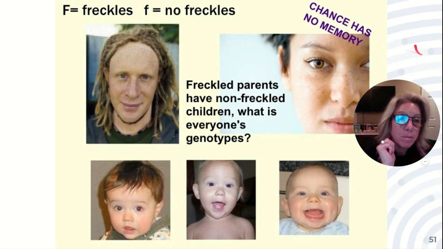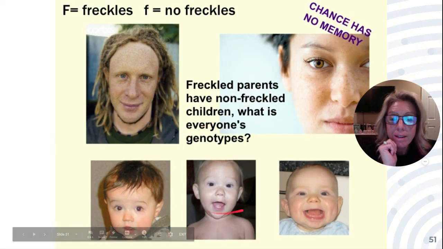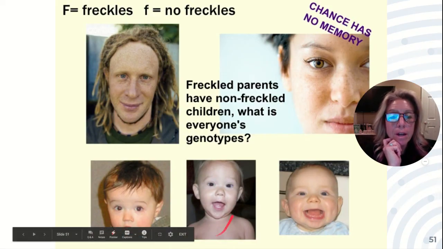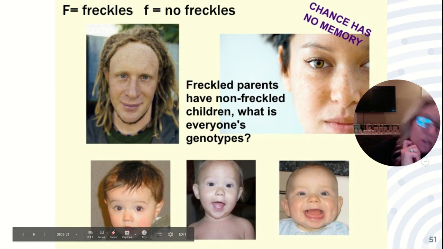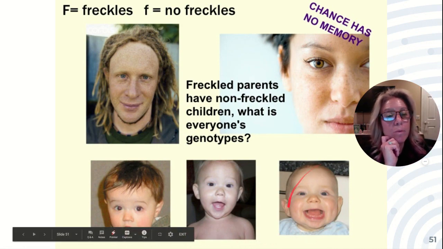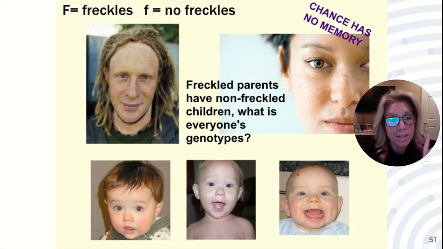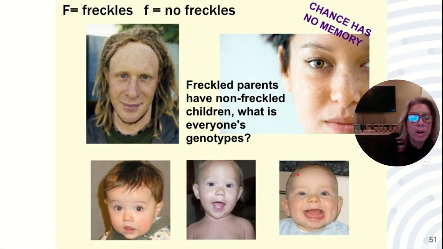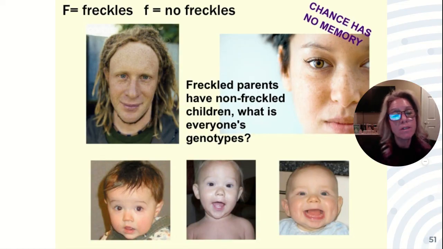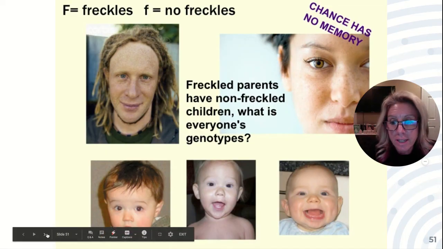Now, what you see up here is chance has no memory. When they had their second child, it was also a 1 in 4 chance that they would not have any freckles, right? And when they had this third child with no freckles, it was a 1 in 4 chance, because chance has no memory. It's not going to go, oh, I already had a non-freckled child, so my next 3 kids all have to have freckles. It doesn't work that way. It's just telling you the individual probability for each of those events.